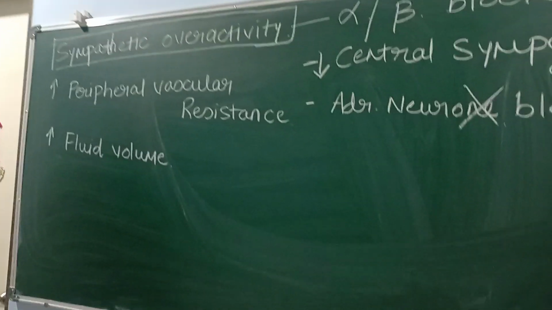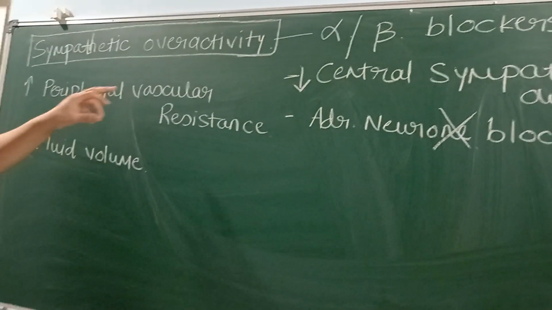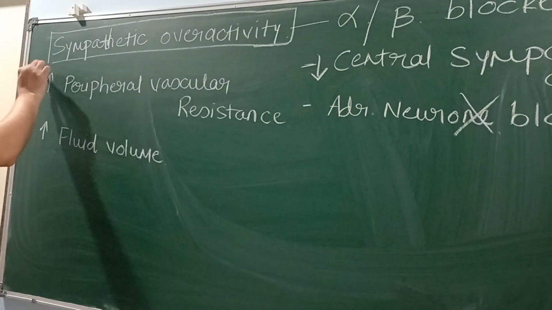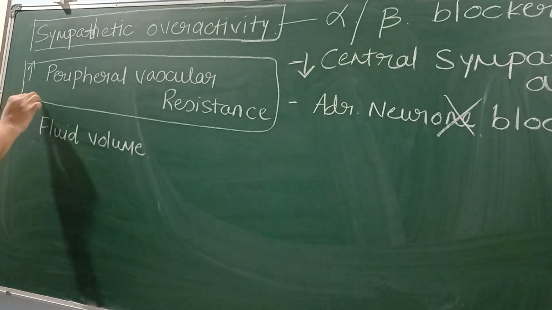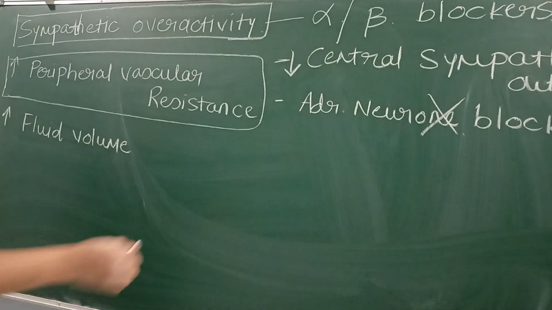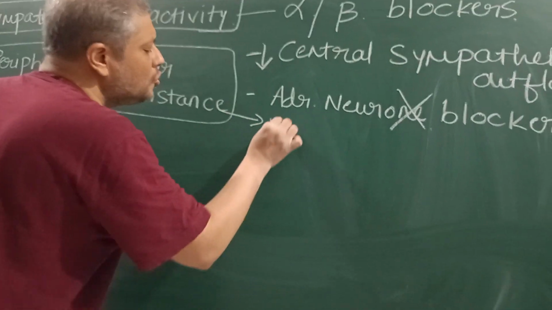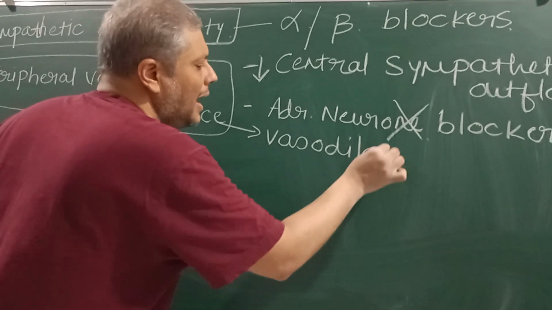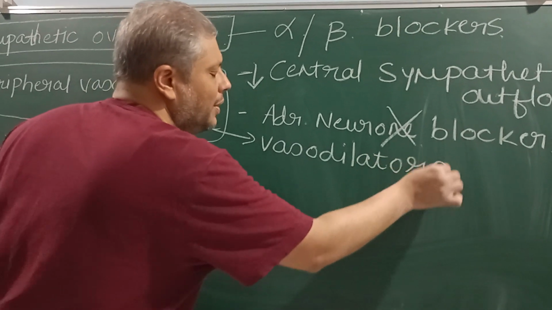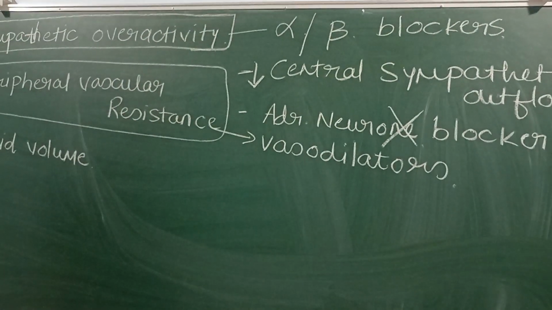Now the second target site: I have told you, the more the peripheral vascular resistance, the more will be the blood pressure. So how can you reduce the peripheral vascular resistance? This can be reduced by giving vasodilators. If you can dilate the vessels, there will be a reduction in the blood pressure.